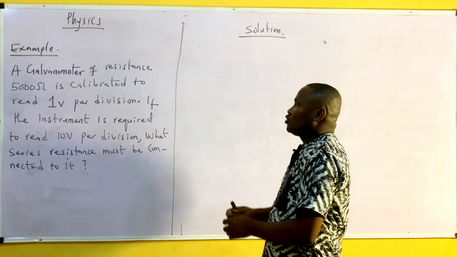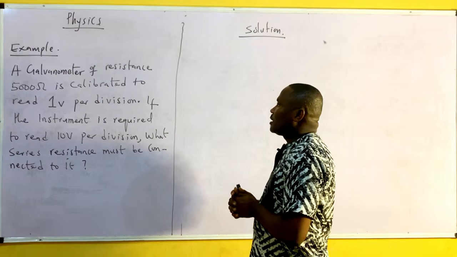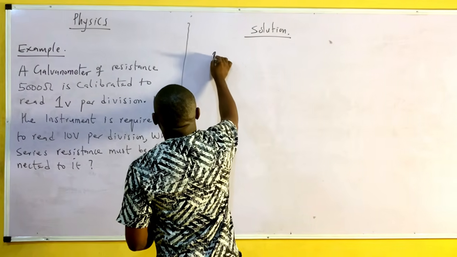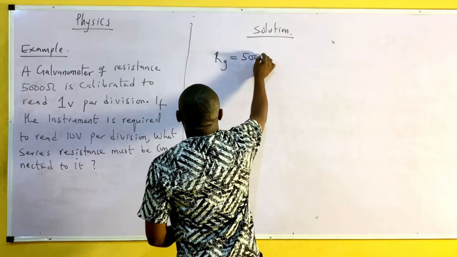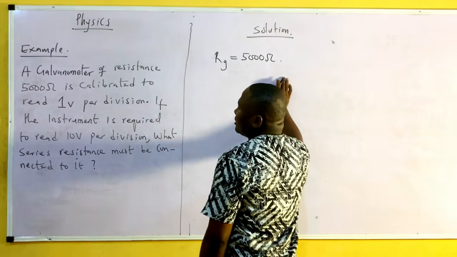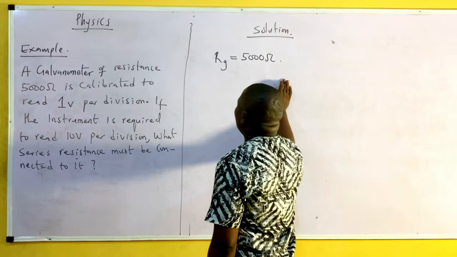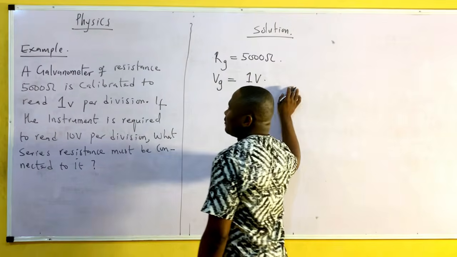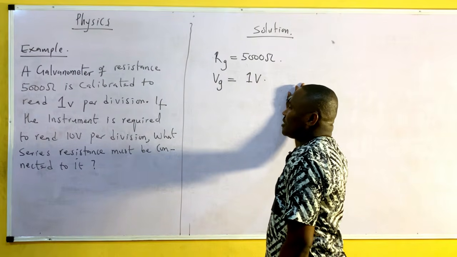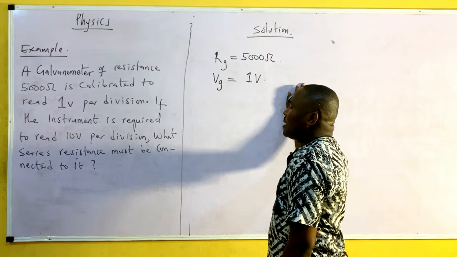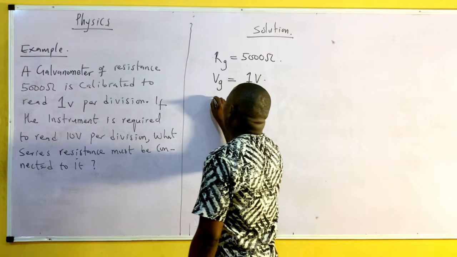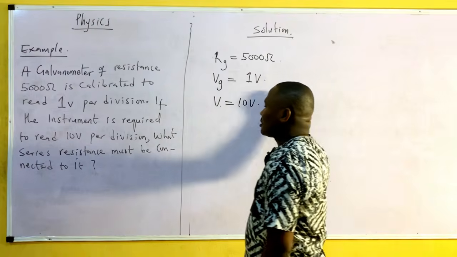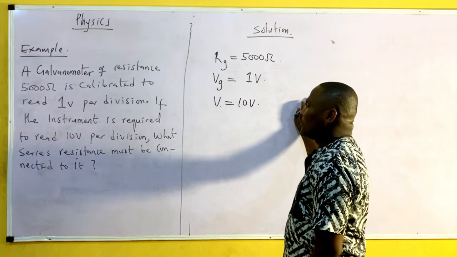Now let's do question number 2. It says a galvanometer of resistance 5,000 ohms, so we have the resistance of the galvanometer equals 5,000 ohms, is calibrated to read 1 volt per division. So the voltage of the galvanometer is 1 volt. That's what we have in the question. Now, the instrument is required to read 10 volts per division, so the total voltage coming is equal to 10 volts. Then we're asked what series resistance must be connected to it.